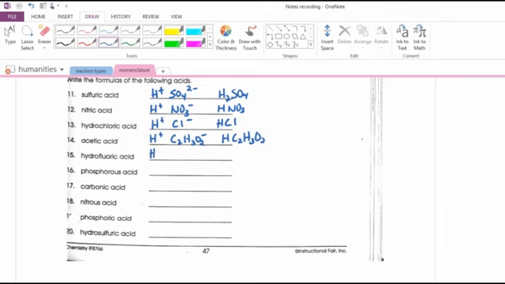Hydrofluoric acid. So that's just fluoride. Phosphorus acid. Always H+ is our positive ion. Phosphite is PO3 3-. So we get H3PO3. Carbonic acid, H+. CO3 2- because it's the carbonate ion. So we get H2CO3.